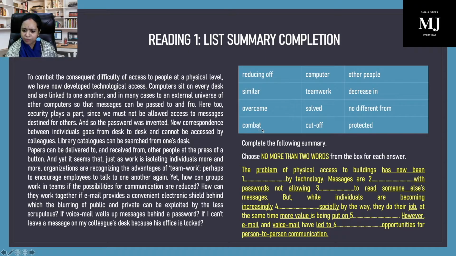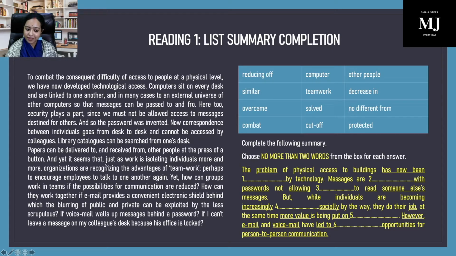Teamwork, overcome, combat, solve, no different from no. Protected, decrease, no. Cut off. So they can actually become isolated, antisocial. Let's see, this can be the probable answer, but let's confirm through the passage. Papers can be delivered to and received from other people at the press of a button.